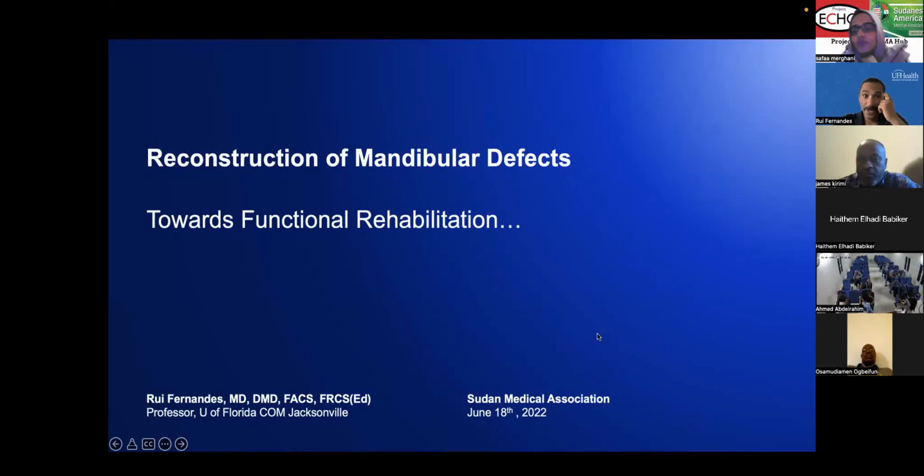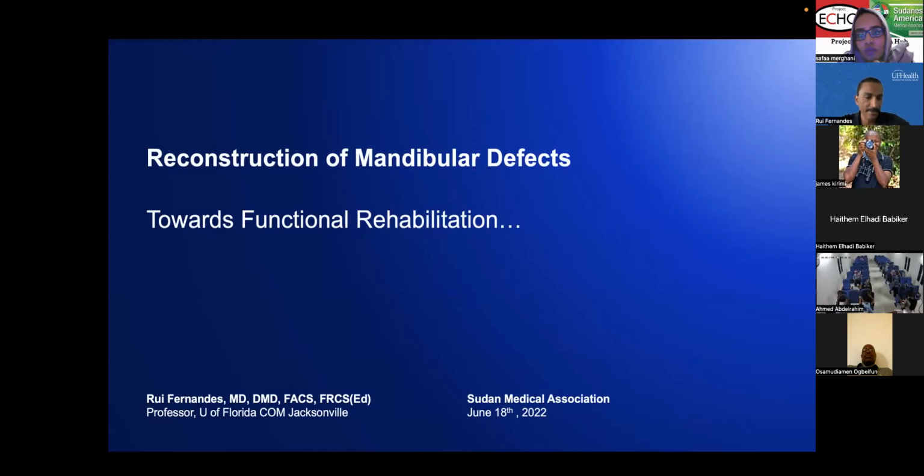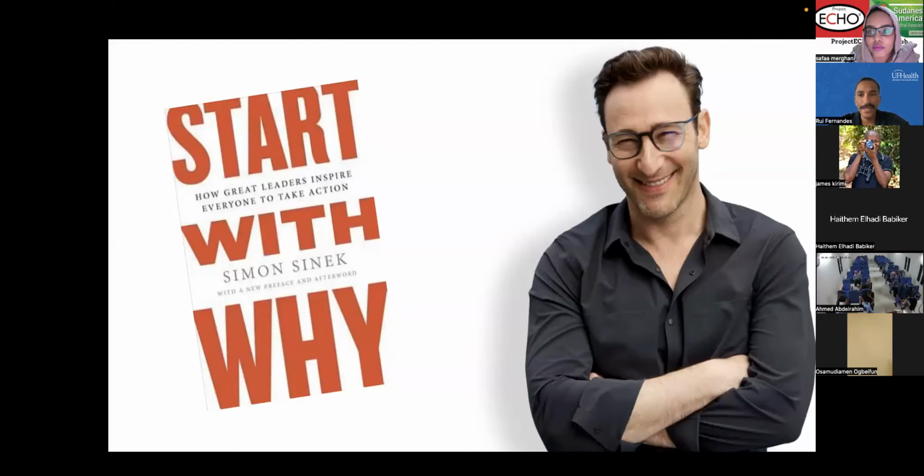Now moving on to mandibular reconstruction, and I put this towards a functional rehabilitation, which then ties in to Haitam's discussion that we were having. So I like Simon Sinek's book, Start With Why. So why do we need to do this? Well, it's all about the patient. It's all about the quality of life of our patient and not so much the quantity of life for the patient. And I'll use this to highlight.